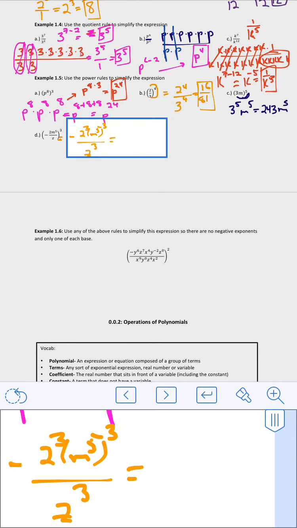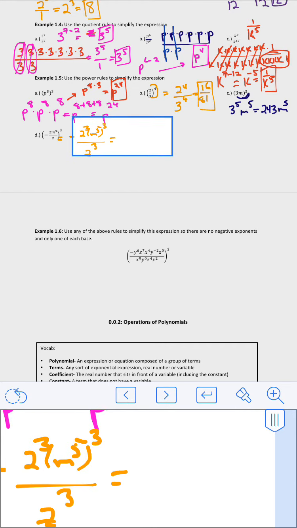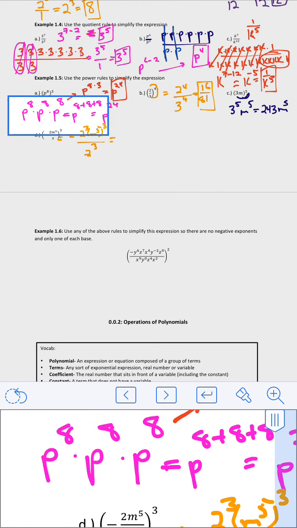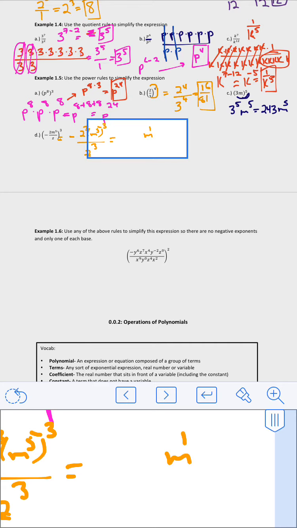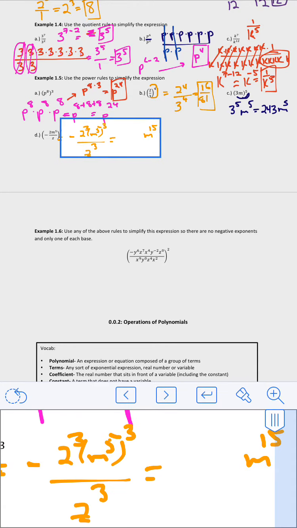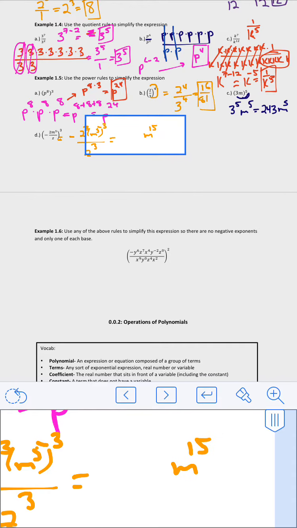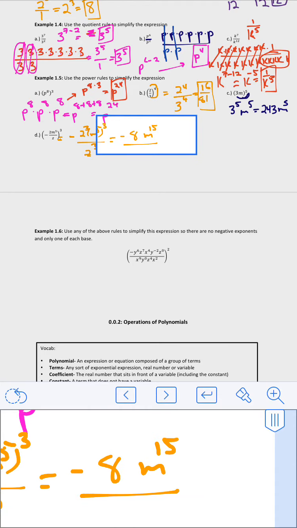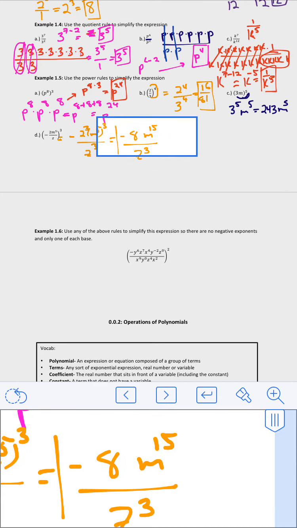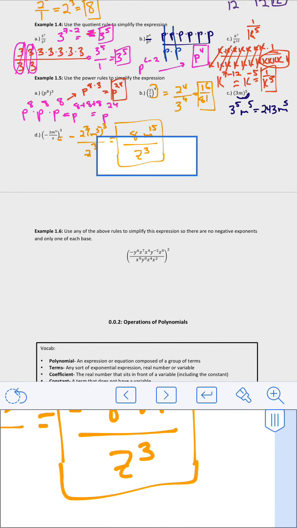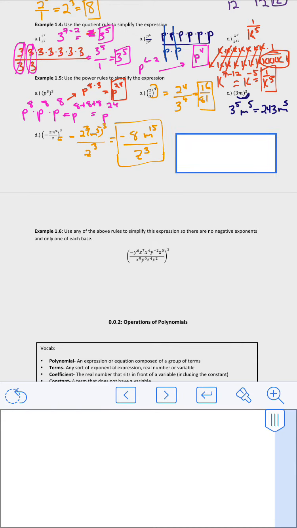m to the 5th to the 3rd is going to be m to the 15th, right? So multiply those. Power of a power says if I have 2 exponents, then I multiply them together. So I have m to the 15th, 5 times 3. Those other ones, the coefficient, I can just simplify. 2 to the 3rd would be 8, right, and that negative's on the outside, so I don't have to worry about that. And then z to the 3rd is as simplified as it's going to be. So our final answer, negative 8m to the 15th over z to the 3rd. There we are.